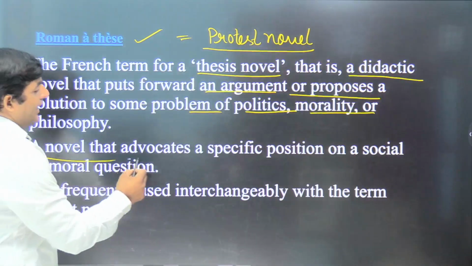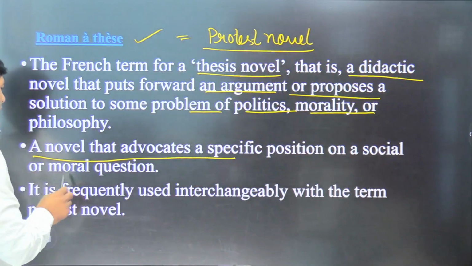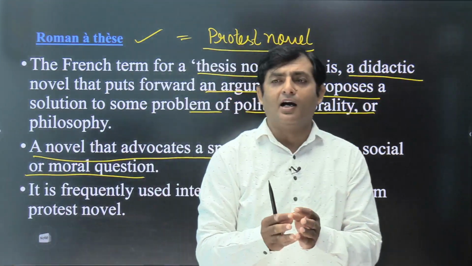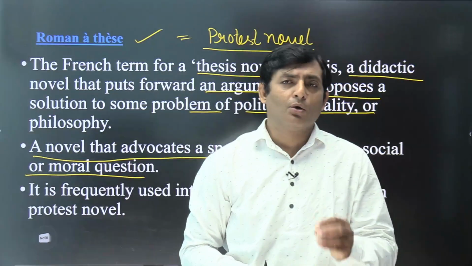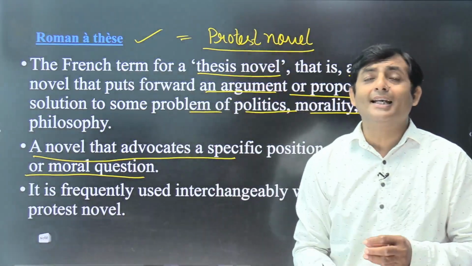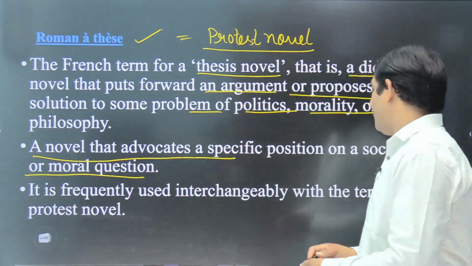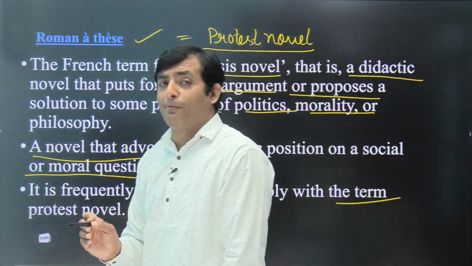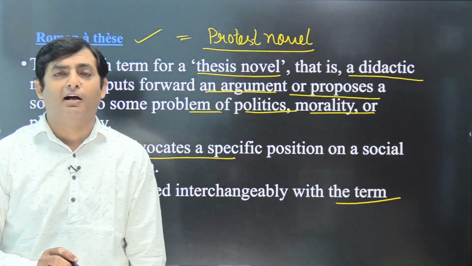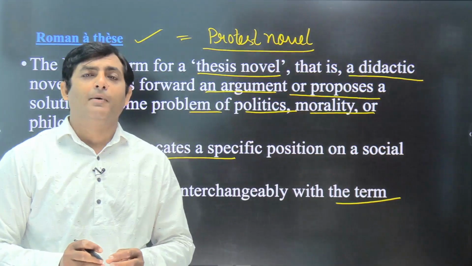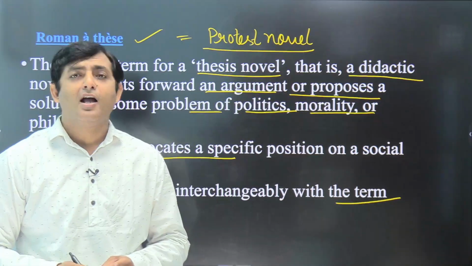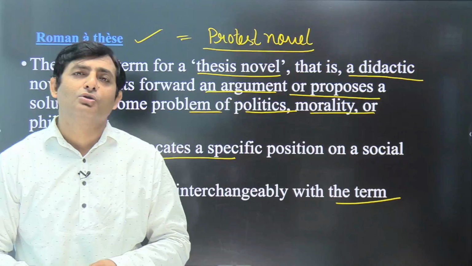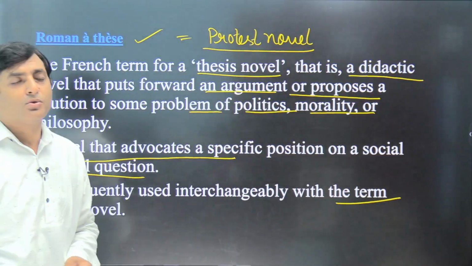A novel that advocates a specific position on a social or moral question. Social or moral questions are tackled in such novels, roman à thèse, and it is frequently used interchangeably, right, with the term protest novels. Right? Protest novels, they are not propaganda novels. They are protest novels where a social problem is picked by the novelist, and he details all the issues, and then he tries to suggest the resolution, the solution to the problem. That is roman à thèse.